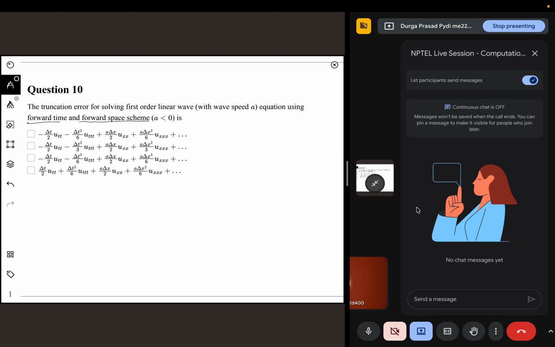So first we need to understand what the governing equation is that we are solving. So first order linear wave with a speed, what is the governing equation? So we are having u. This is the governing equation. All we have to do is do the Taylor series expansion, and then we can get this. So we have delta t. So can you quickly tell me which one is the correct one?